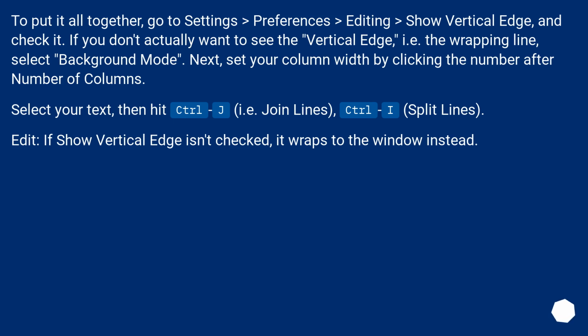To put it all together, go to Settings, Preferences, Editing, Show Vertical Edge, and check it. If you don't actually want to see the vertical edge, i.e. the wrapping line, select Background Mode. Next, set your column width by clicking the number after Number of Columns. Select your text, then hit Ctrl-J, i.e. Join Lines, Ctrl-I, Split Lines. Edit: if Show Vertical Edge isn't checked, it wraps to the window instead.